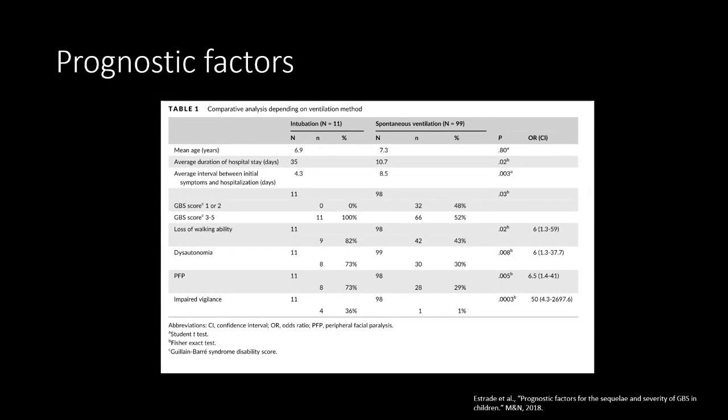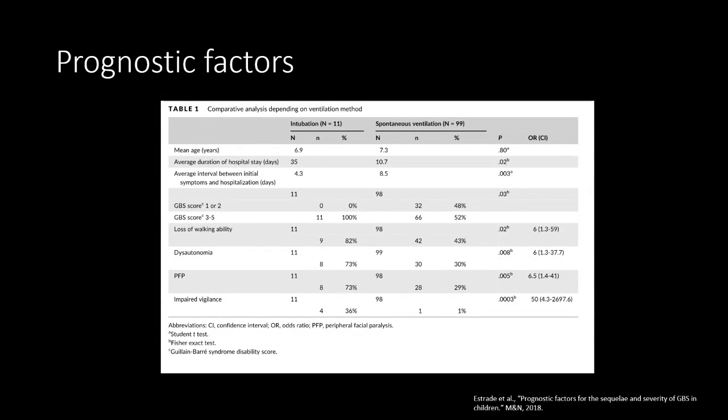Can we figure out which patients are going to need to be intubated, or which patients are going to develop dysautonomia? And they found that these factors in this table seem to predict intubation. So average interval between initial symptoms and hospitalization, so how quickly between when they first develop symptoms and when they present, predicts intubation, a higher GBS disability score, loss of walking.